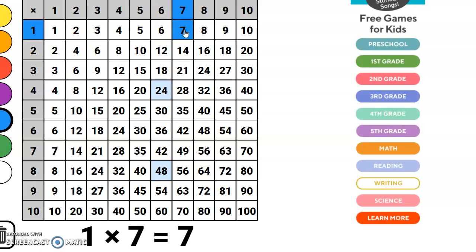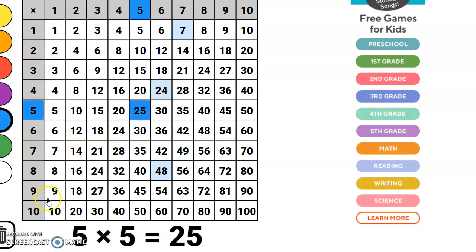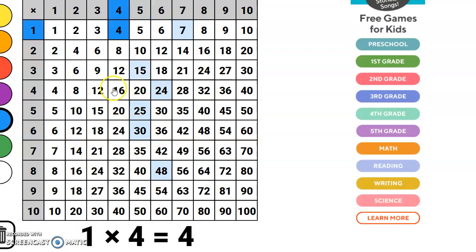So with your multiplication chart, I want you to write 2 multiplication sentences. So it could look something like 1 times 7 equals 7, 5 times 5 equals 25. It is completely your choice, but use your multiplication chart to figure that out.